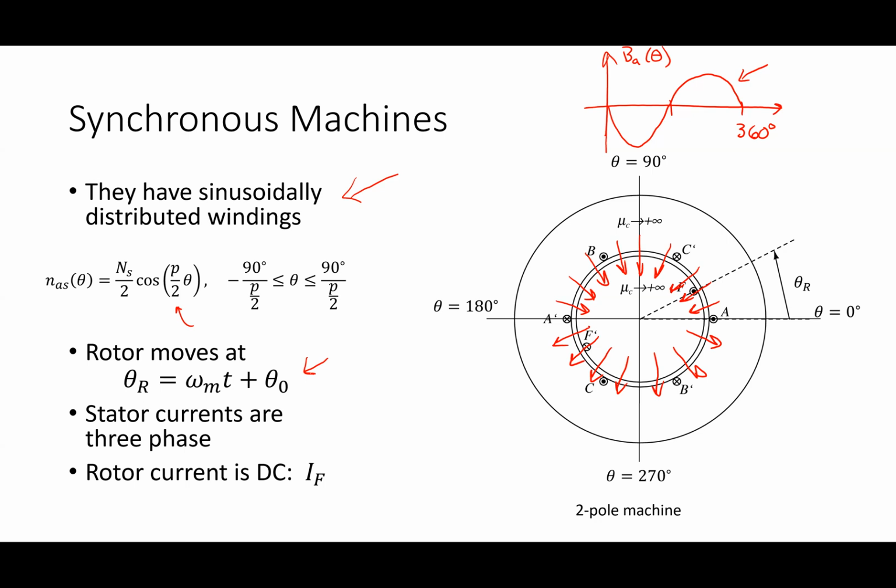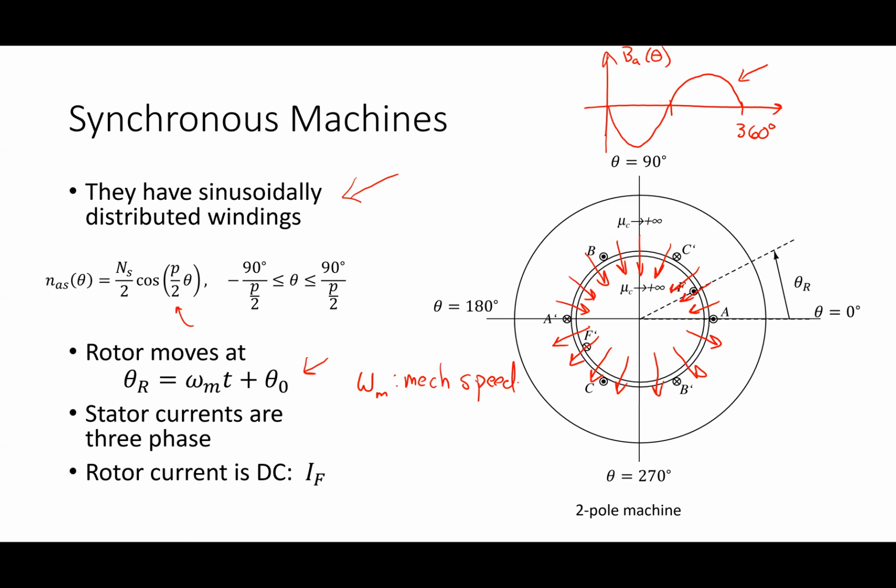Now, the thing I did here, which I'm going to get back to in a second, is I called this omega_m. This omega_m is what I'm going to call the mechanical speed, in other words, how fast that guy's moving in the real world. We're going to get to this in a second.